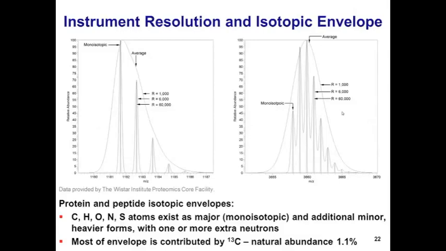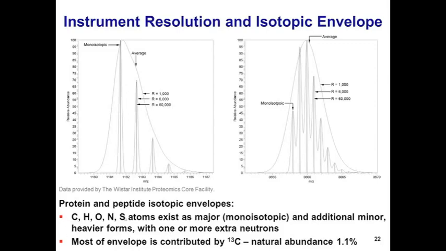We briefly talked about resolution and monoisotopic masses. What do we mean by this? Proteins and peptides have isotopic envelopes that are caused by the fact that the atoms that comprise proteins, such as carbon, hydrogen, oxygen, nitrogen, and sulfur, exist in multiple isotopic forms. There is a monoisotopic major component, and additional minor forms which are somewhat heavier because they have one or several additional neutrons.